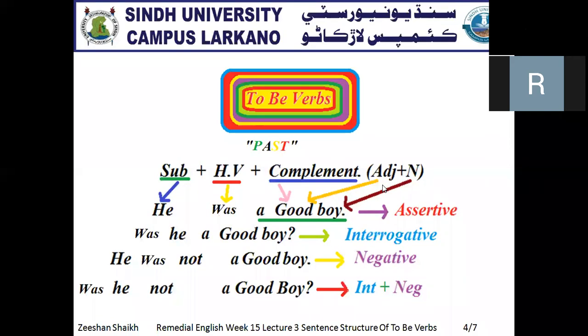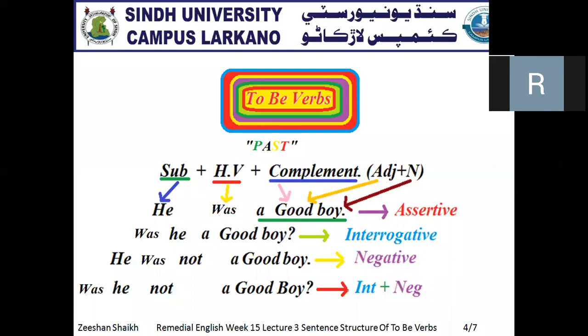Now the to be verbs of past. You already know about the helping verbs of past to be verbs, likewise was and were. In the past to be verbs, we have to give the helping verb was in the sentence. Now, he was a good boy.